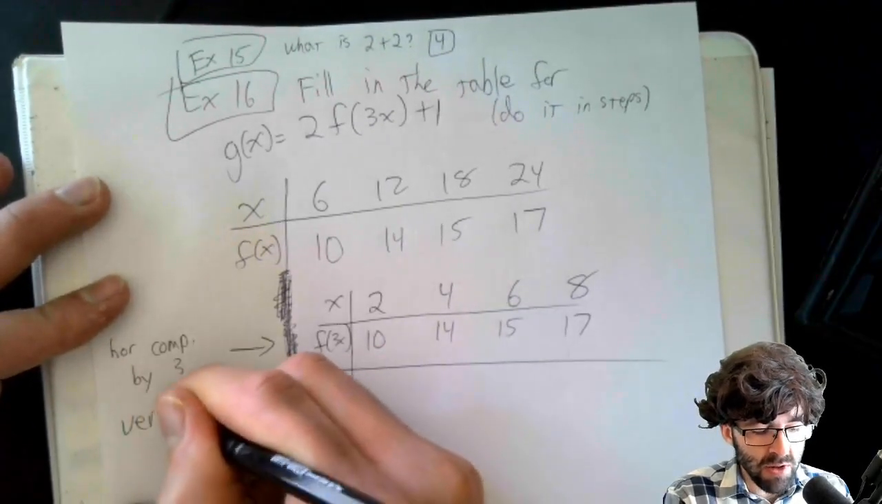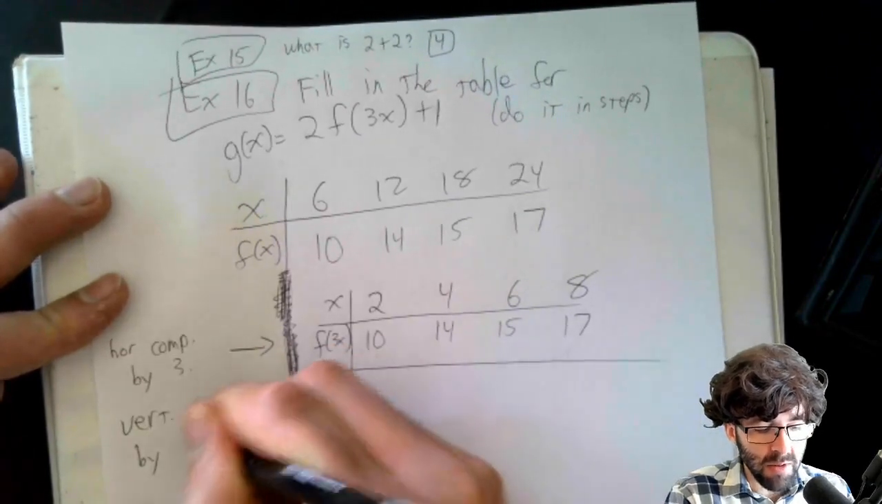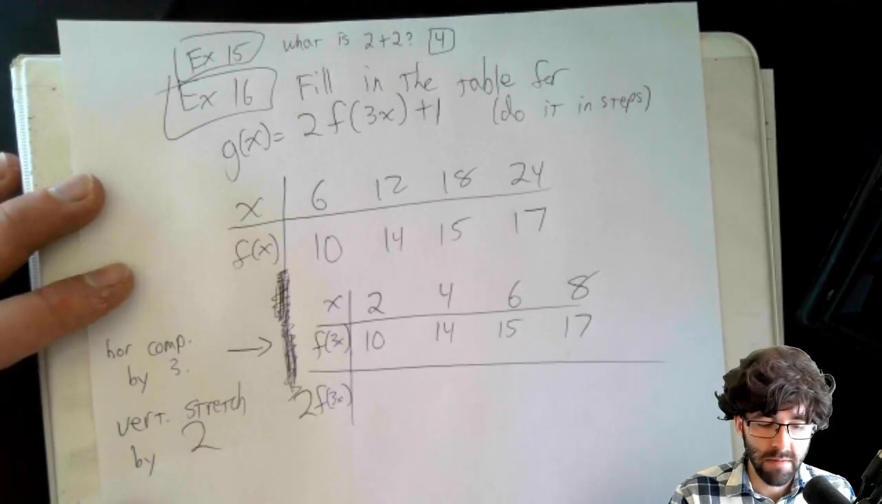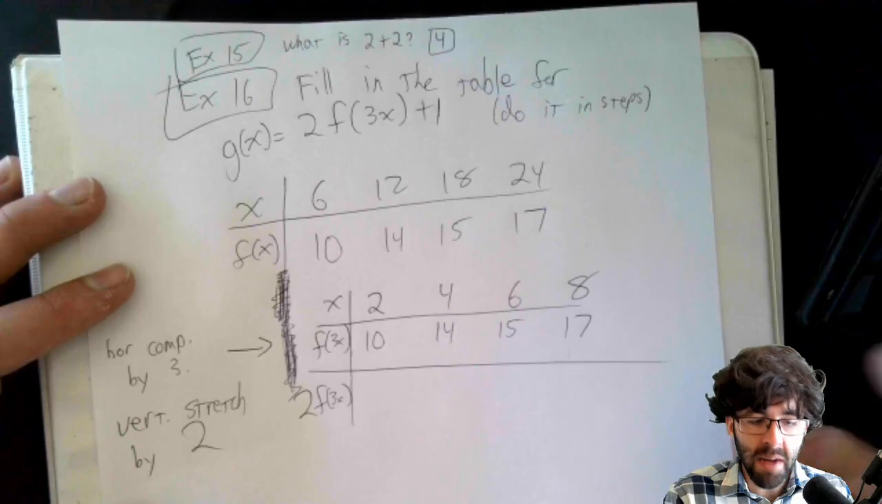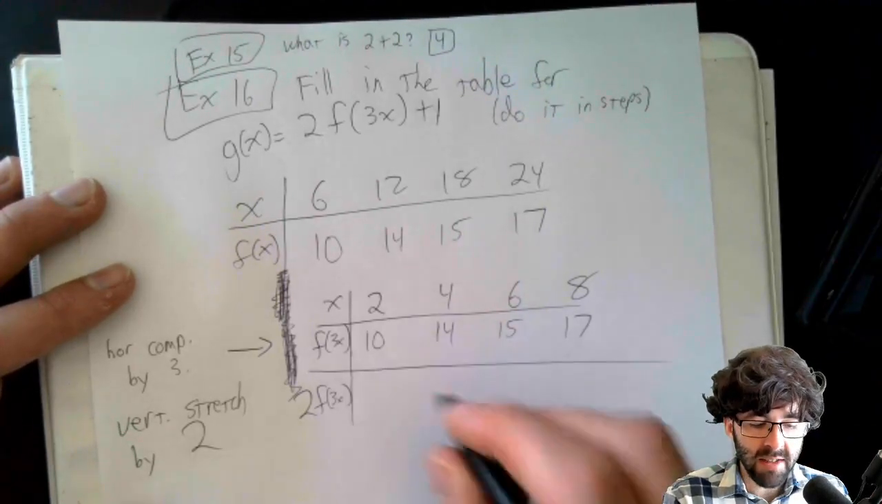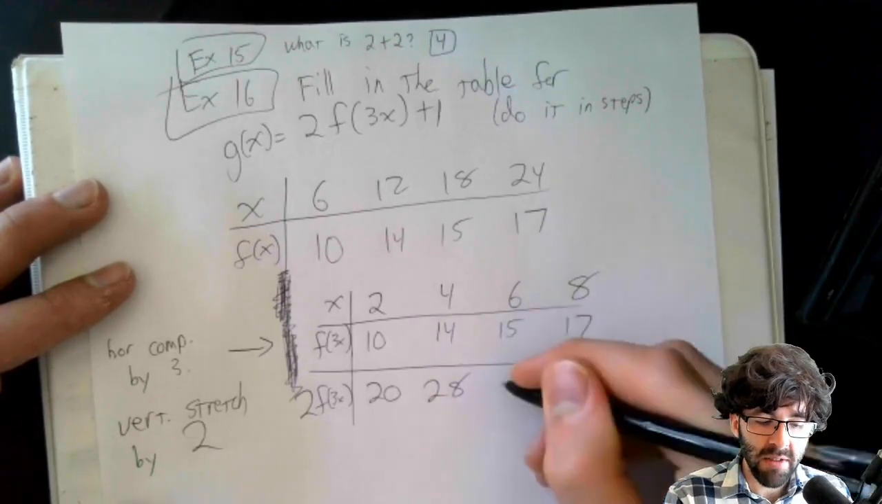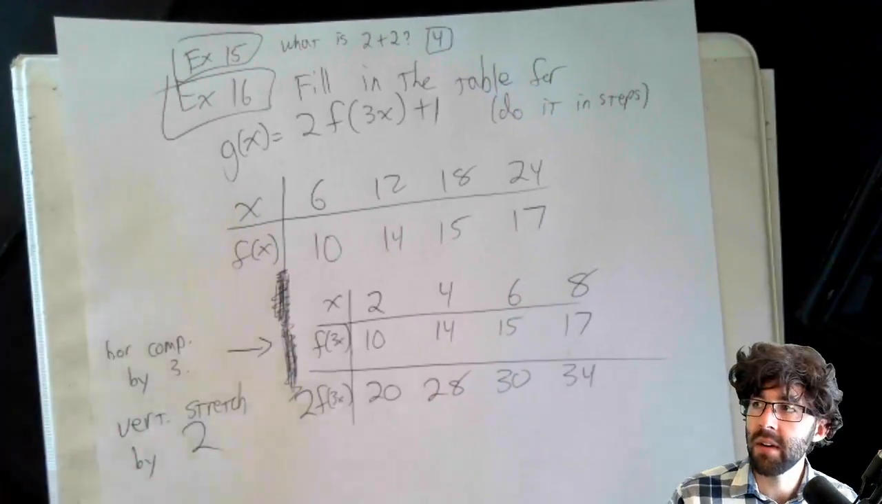So this is a vertical stretch by 2. So vertical stretch means all the y values get doubled. So 10 gets doubled to become 20. 14 gets doubled to become 28. 15 gets doubled to become 30. 17 gets doubled to become 34.